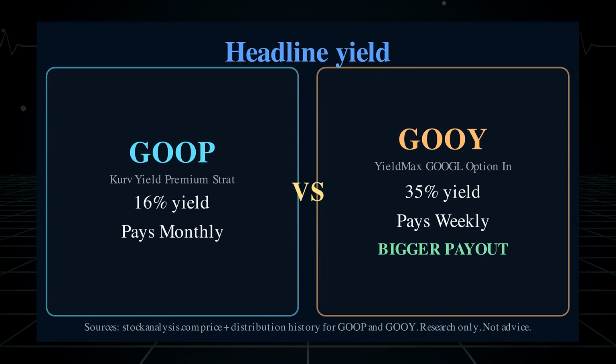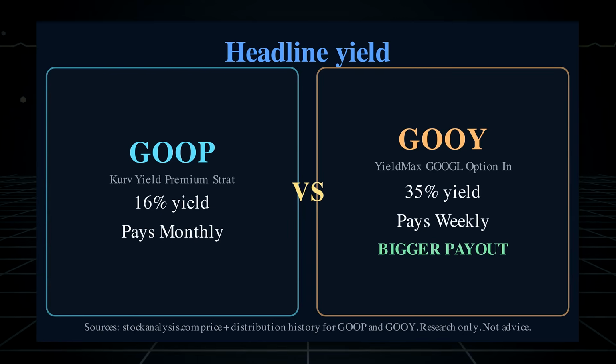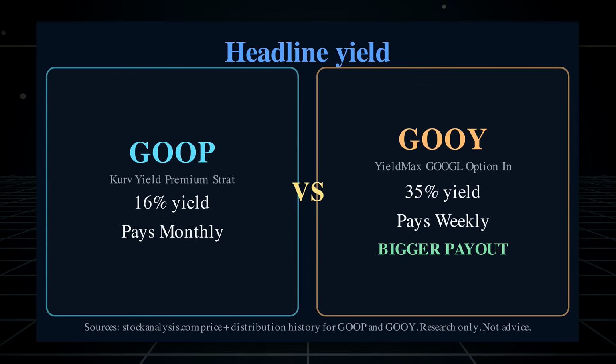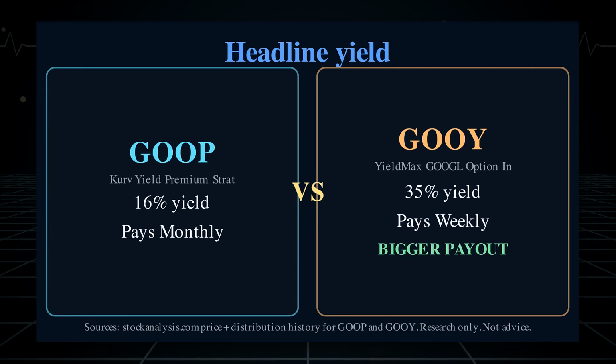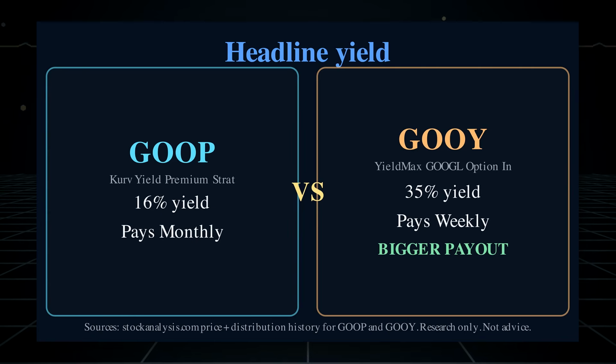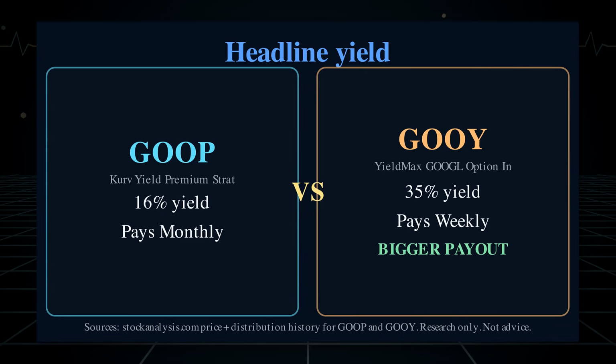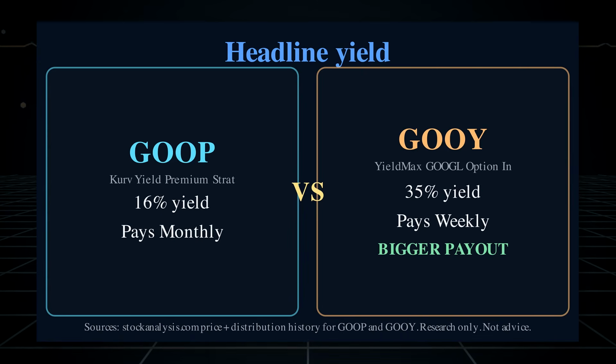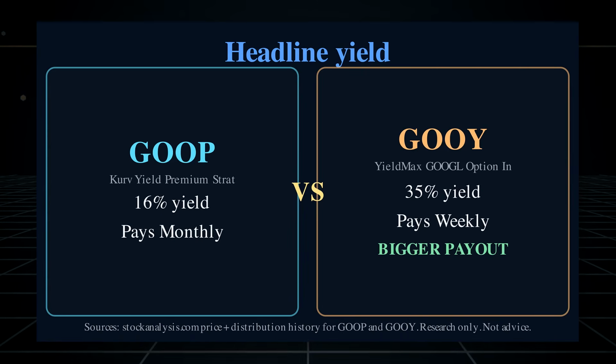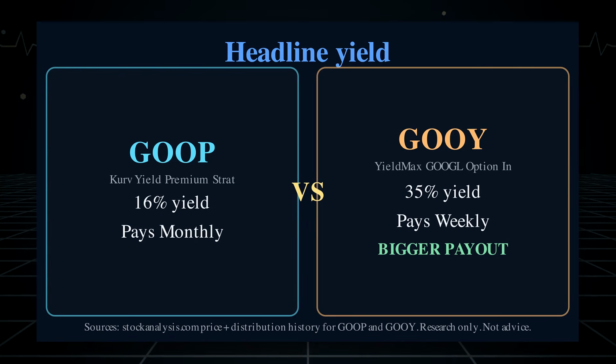GOOY's is 35%, paid weekly. GOOY clearly offers the larger advertised rate and the more frequent deposit schedule. Its headline rate is genuinely extreme. GOOP's rate is high, but not so extreme that it needs inflated superlatives. Since launch, GOOP has distributed $12.57 per share in cash. GOOY has distributed $16.55 per share.